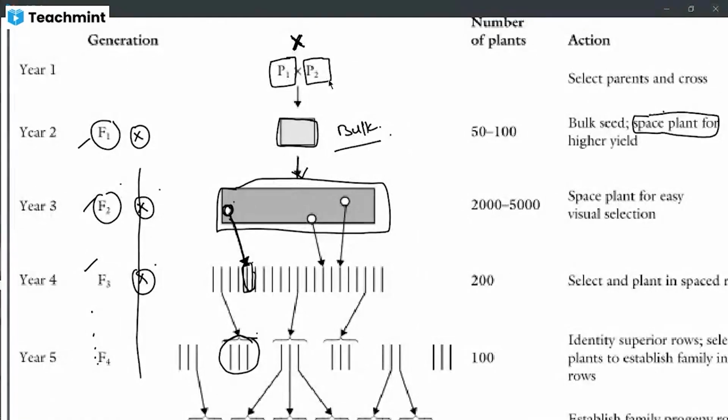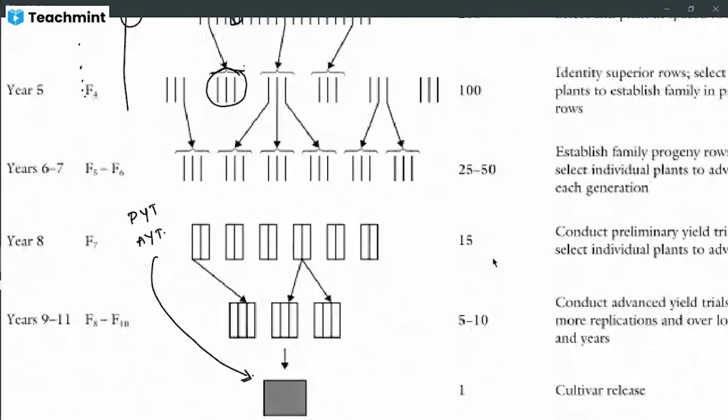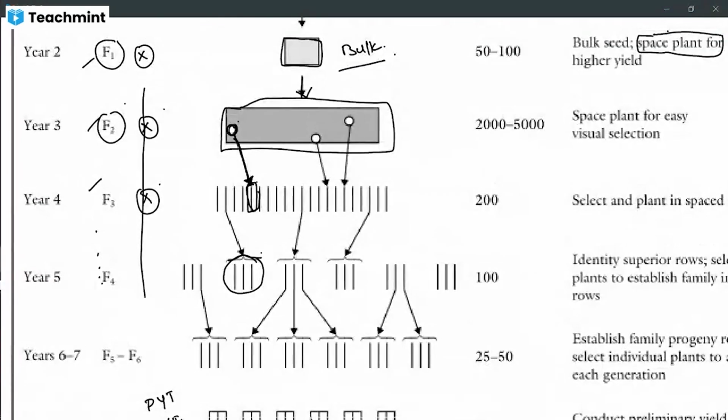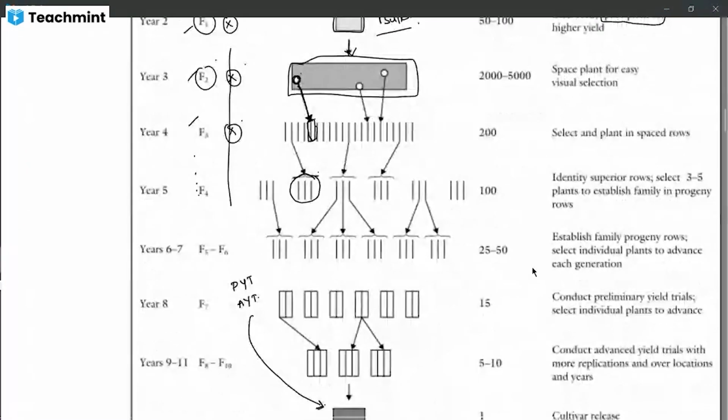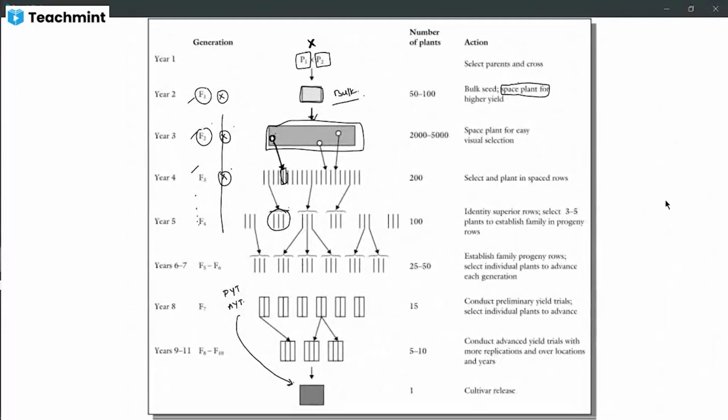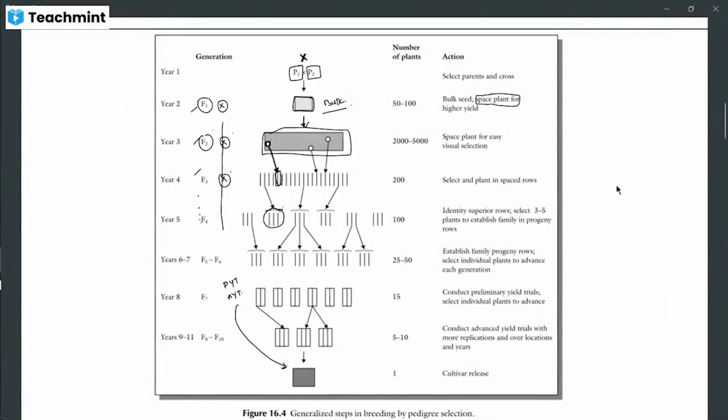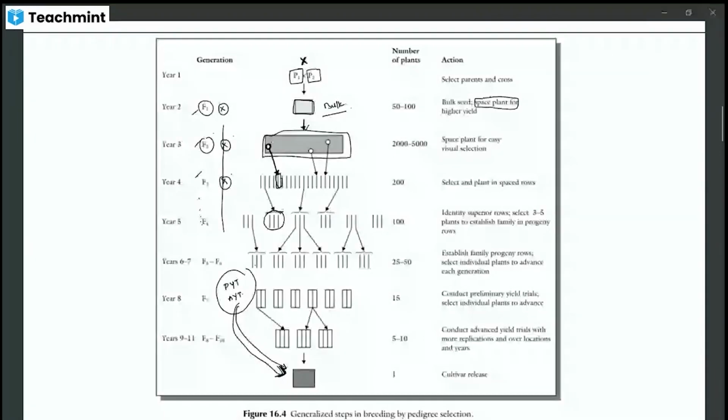First, you cross the two parents, and then you grow the F1, and from F1 to the last generation you will be performing artificial selection, that is, humans will be performing the selection process. In every generation you will be picking the best plant, raising its progeny, selfing it again, picking the best plant, raising its progeny, and then forwarding it to different yield trials, and ultimately releasing the cultivar. Did you guys understand pedigree breeding?